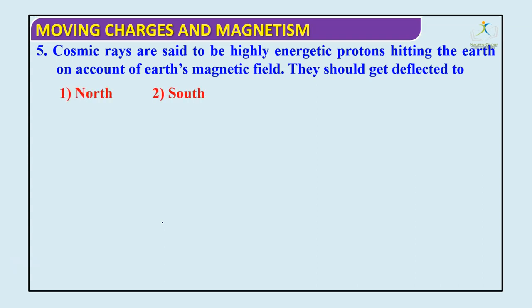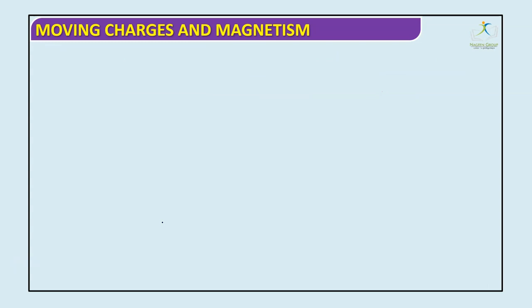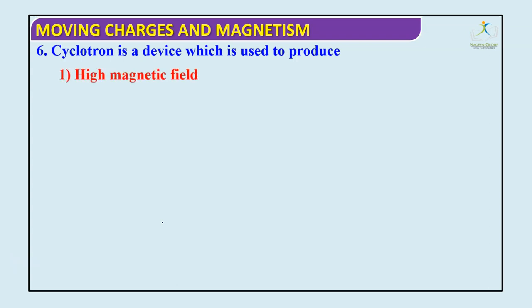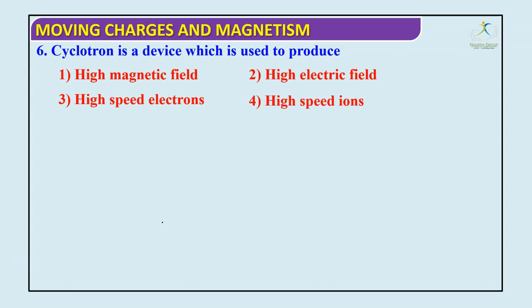So north, south, east or west. Student, the correct answer for this question is the east direction. Moving ahead, a cyclotron is a device which is used to produce high magnetic field, high electric field, high speed electrons, or high speed ions. The correct answer for this question is option 4, that is high speed ions.